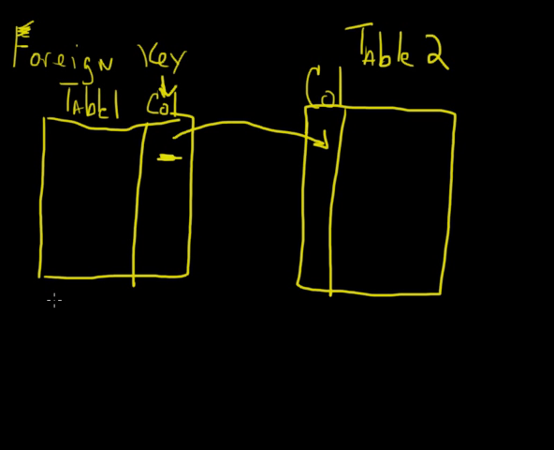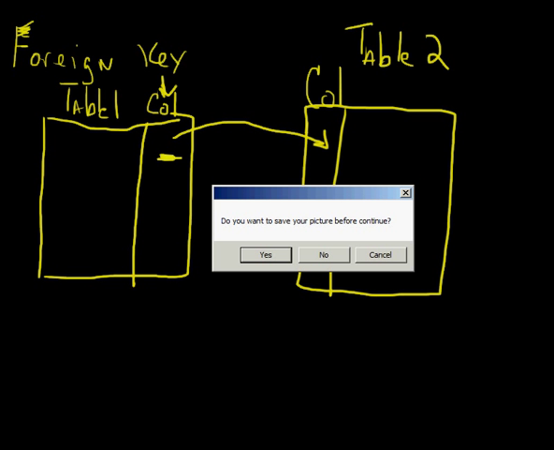Let's look at an example. Let's say I have an employee table. I'm going to go ahead and wipe this guy out. No, I don't want to save. So let's take a look at this. Let's say I have an employee table. Oops. Gotta change my pen color. Okay, I have my employee table.